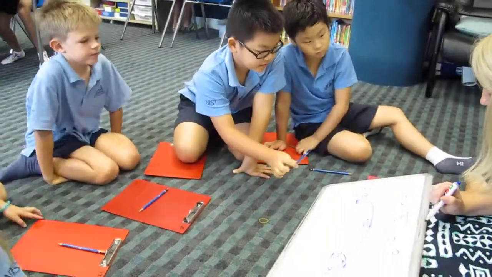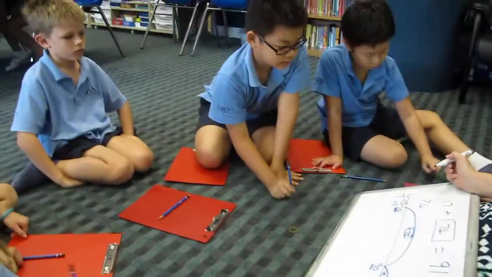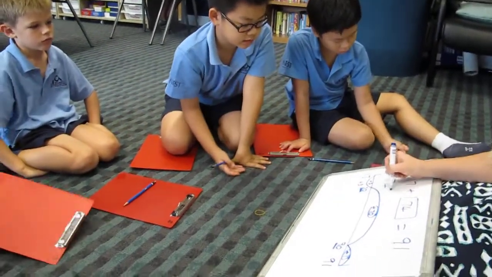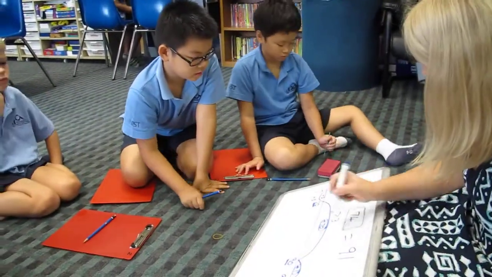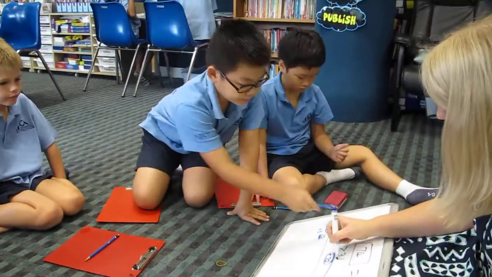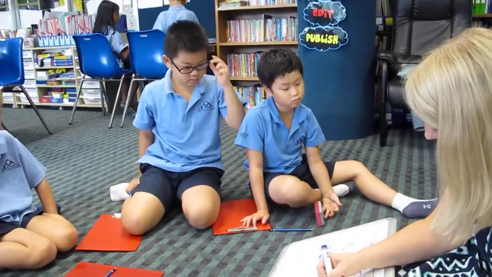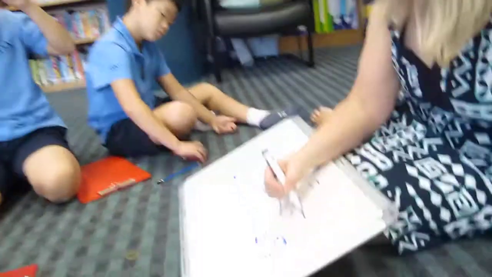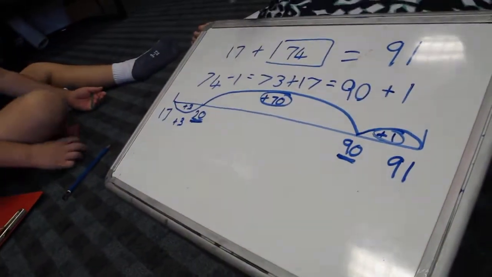So we, 74, minus 1. First minus 1. And then equals 73, and 73 plus 17, because 3 plus 7 plus 10 equals 90, and then plus the 1. Ah, so you took the 1 here and you've added the 1 here. Anybody got a different way they could have checked that?